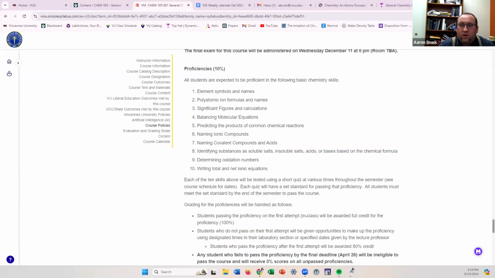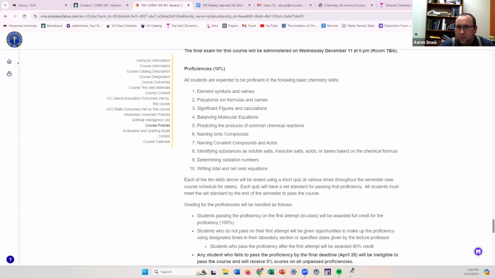So why do we do this? Well, again, the whole point of these 10 items is these are items that we have identified as being the essential skills of chemistry. And if you can do these 10 things, there's a really good chance that you're going to be able to not only pass the course, but be successful in subsequent chemistry courses.